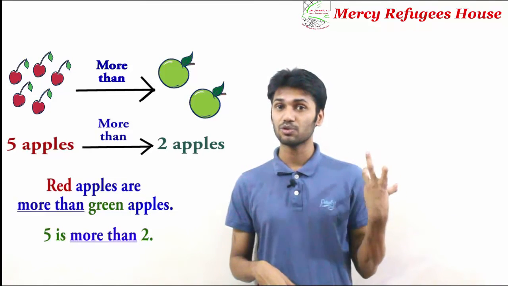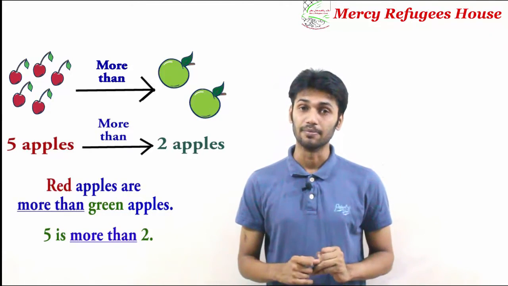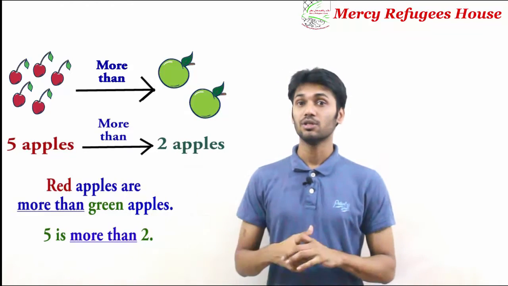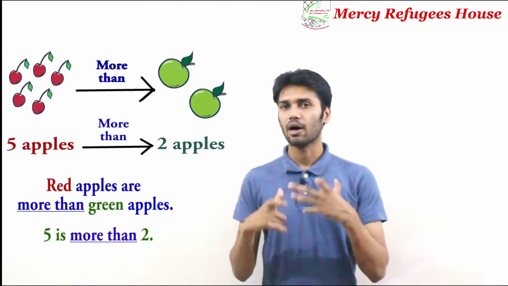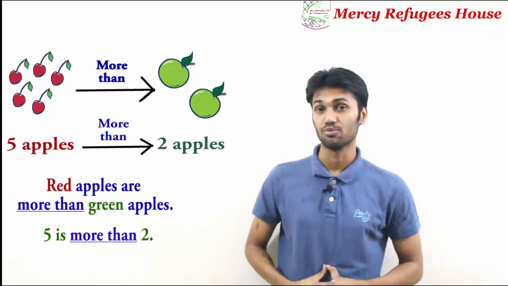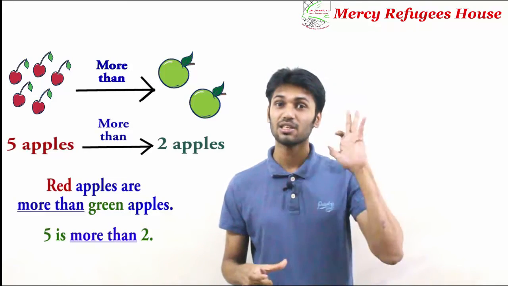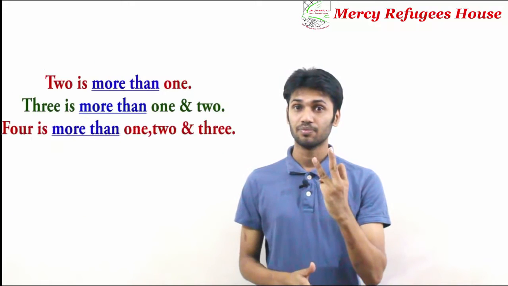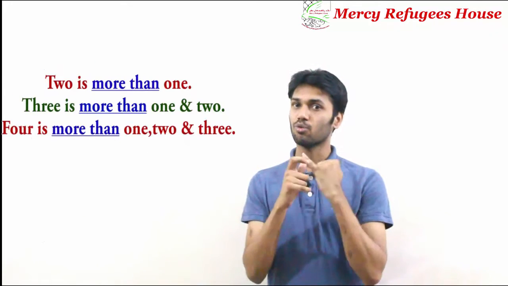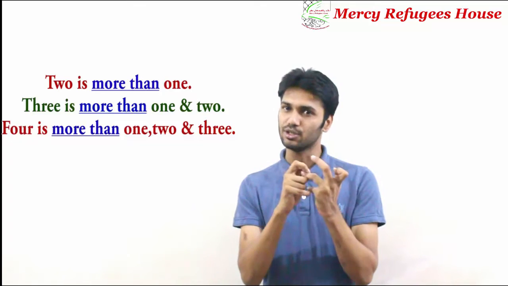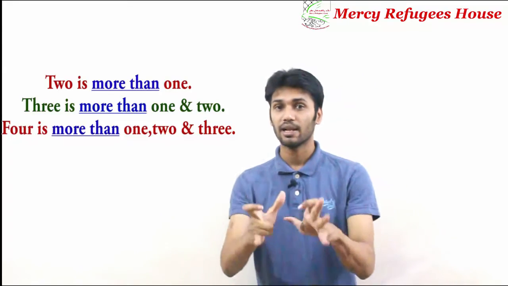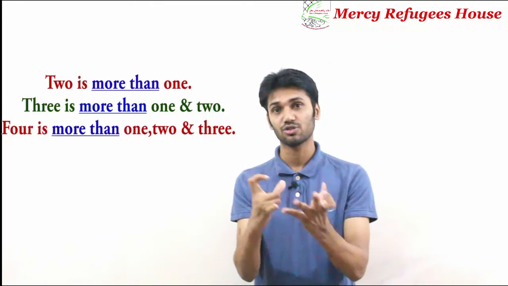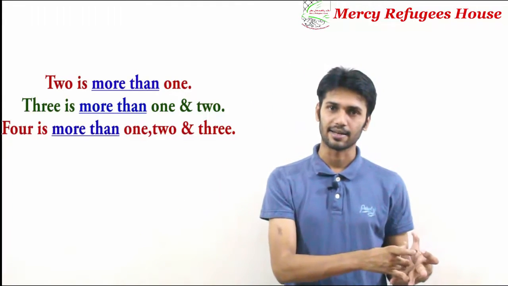So here, how many red apples can you see? 1, 2, 3, 4, 5. There are 5 red apples, there are 2 green apples. 5 is more than 2. Now, I hope the student will understand what more than is after this example. Means 5 is more than 2. So 2 is more than 1. 3 is more than 1 and 2. 4 is more than 1, 2 and 3 and so on. So you help the student in your native language first so that they understand the matter perfectly, what is more than and what is less than.